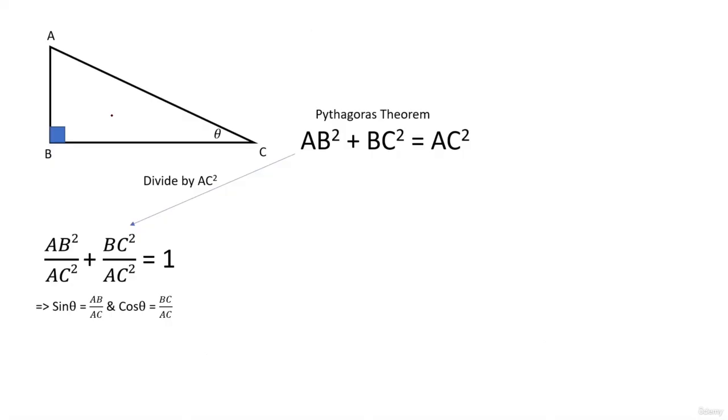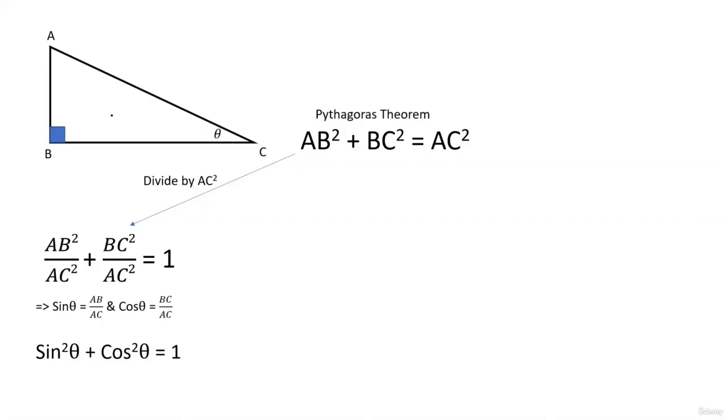But just now we studied that sin theta was AB divided by AC, right? And cos theta was BC divided by AC. Put in these values, and you have sin theta the whole square plus cos theta the whole square is equal to 1. We write this as sin square theta plus cos square theta is equal to 1.